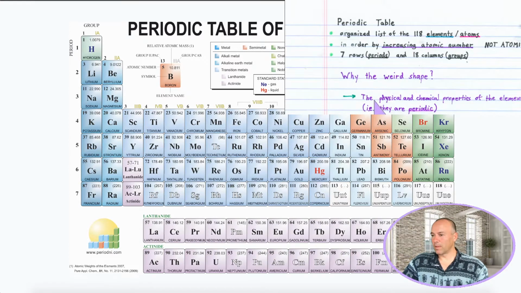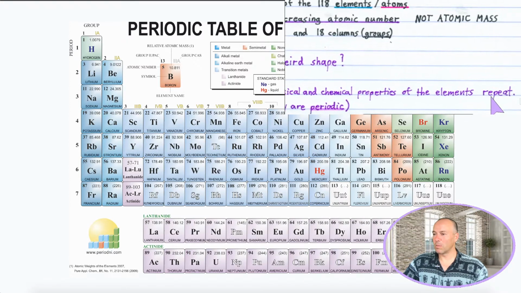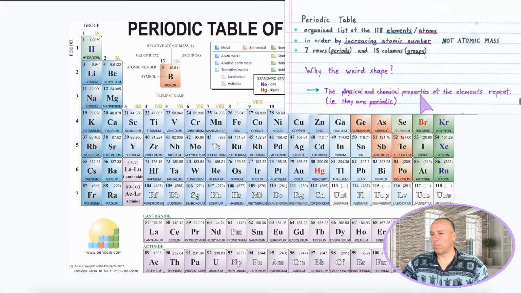The reason for the interesting shape is that the chemical and physical properties of the elements repeat as you go down the list of elements from number 1 all the way to number 118. You will see the properties of the elements repeating over and over and over. And that's what causes this interesting arrangement. So we say that the properties are periodic, hence the name periodic table of elements. So let's see what we mean by repeating properties and how it leads to this arrangement.